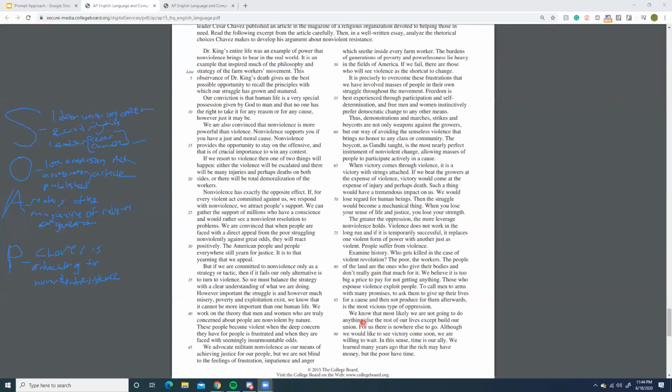We know that most likely we are not going to do anything for the rest of our lives except build our union. For us, there's nowhere else to go. Although we would like to see victory come soon, we are willing to wait. In this sense, time is our ally. We learned many years ago that the rich may have money, but the poor have time.